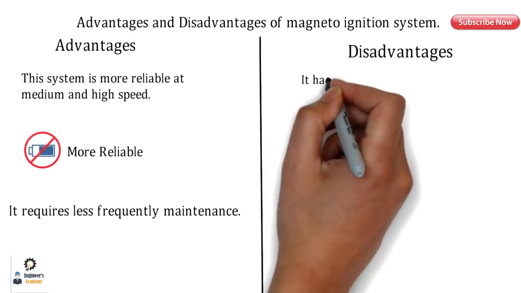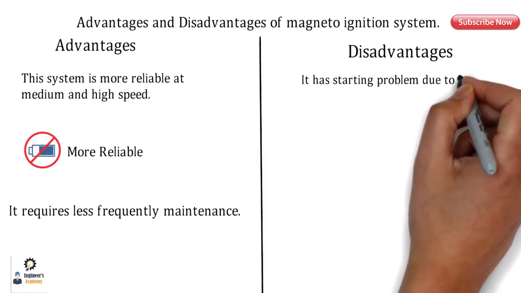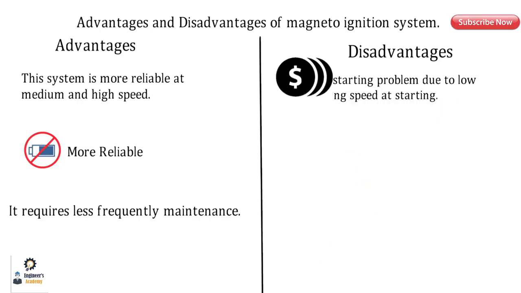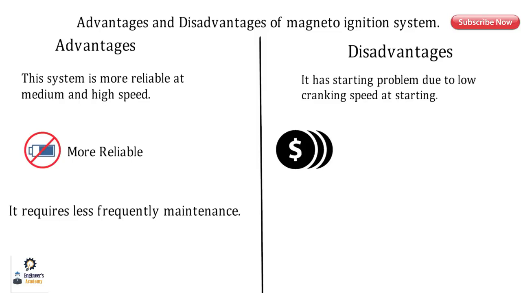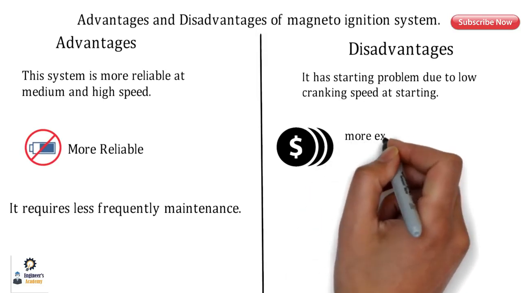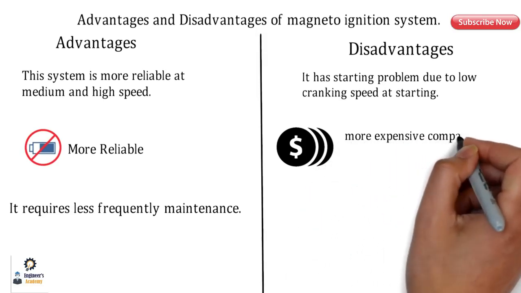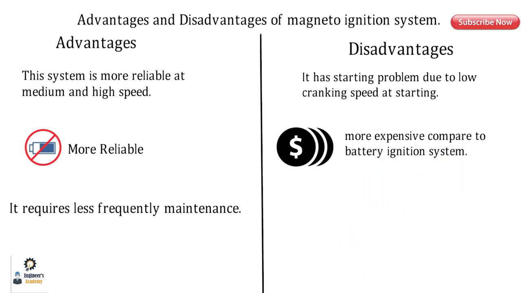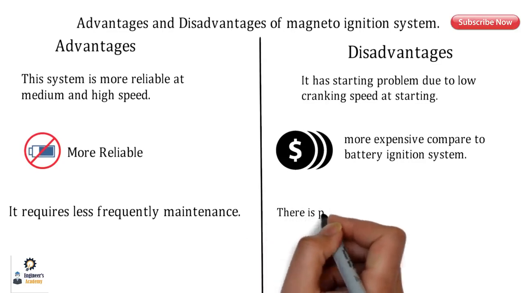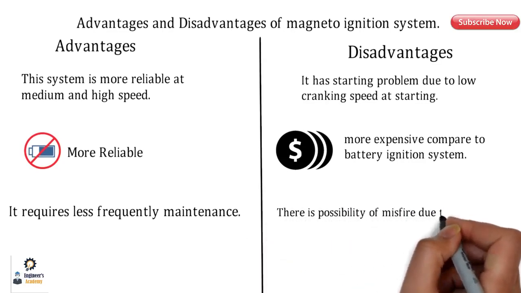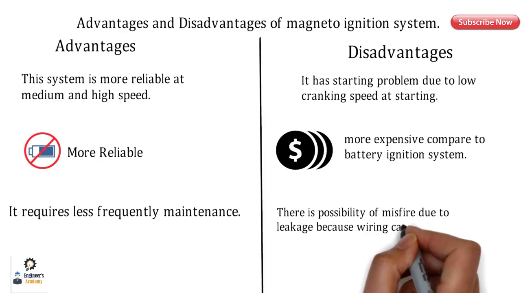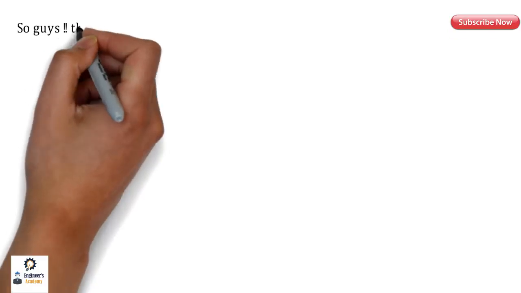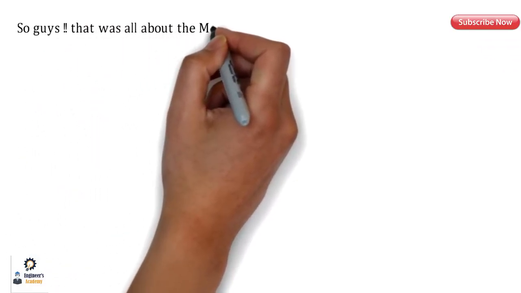So guys, it has some disadvantages also. It has a starting problem at low cranking speed at starting. So over here in this case we need an external battery which will cost more. So this magneto ignition system is much more expensive as compared to the battery ignition systems. Hence it is used in heavy duty automotives. Also there is a possibility of misfire due to leakage because the wiring carries a very high voltage. So guys, in this video that was all about the magneto ignition system.